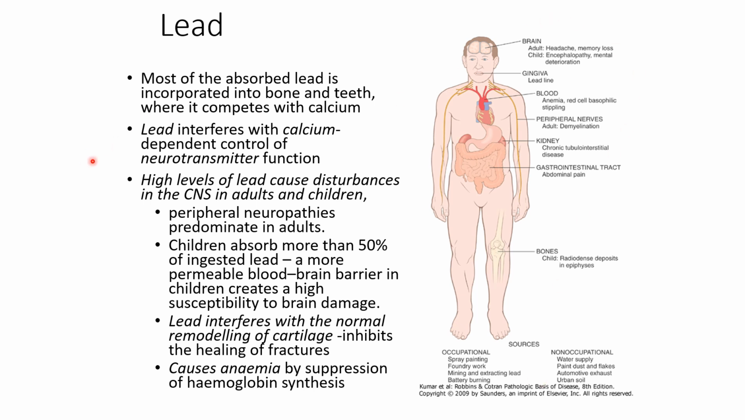Lead interferes with calcium-dependent control of neurotransmitter function, so it can lead to disturbances in the CNS in children and adults. Peripheral neuropathies predominate in adults, but children absorb more than 50% of ingested lead because of a higher permeability of the blood-brain barrier. Lead interferes with the normal remodeling of cartilage, which inhibits the healing of fractures, and also can cause anemia by suppression of hemoglobin synthesis.